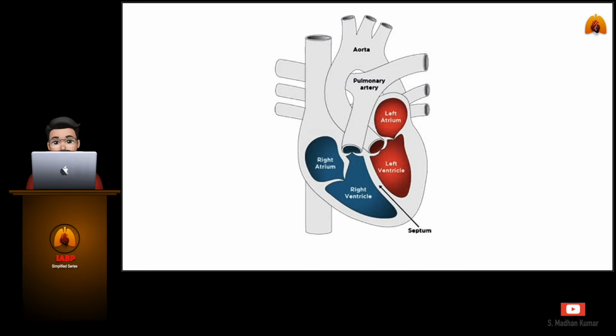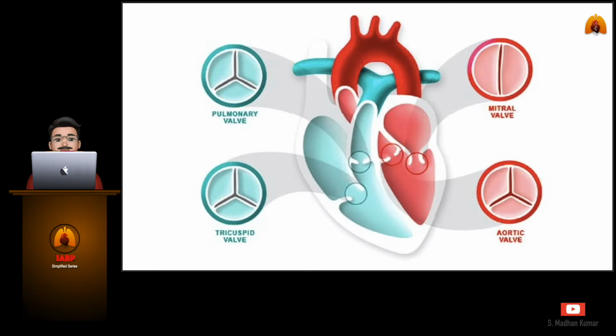The heart is divided into four chambers, the right and left atrium and the right and left ventricle. Valves connect the four chambers of the heart. The valves between the atria and ventricles are called the atrioventricular valves. They include the mitral valve, which connects the left atrium to the left ventricle, and the tricuspid valve, which links the right atrium with the right ventricle.